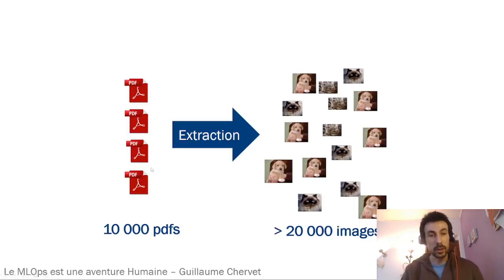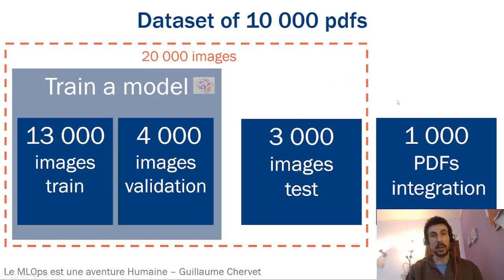If we have an input data set of 10,000 PDFs, we'll probably have over 20,000 images available. Imagine we have this set of 10,000 PDFs at our disposal, and we have over 20,000 images available. We'll need to set aside 20,000 images to train our model with our 3 sets for this.